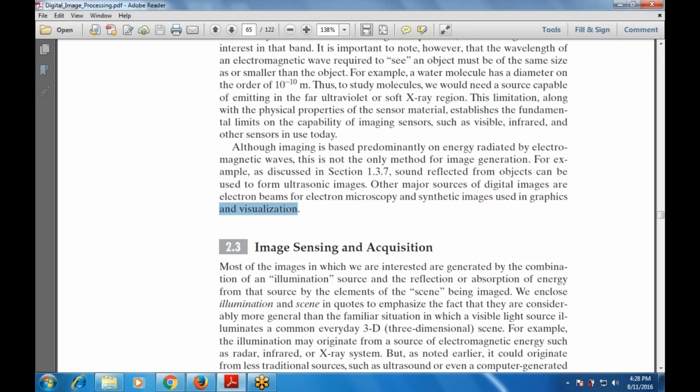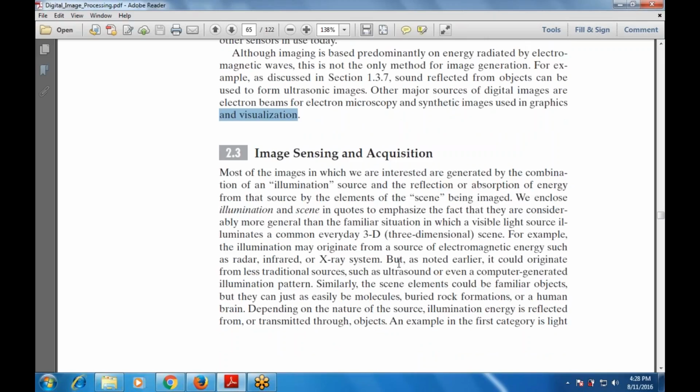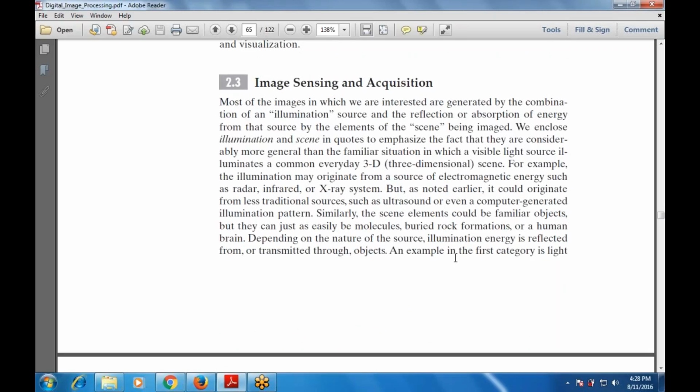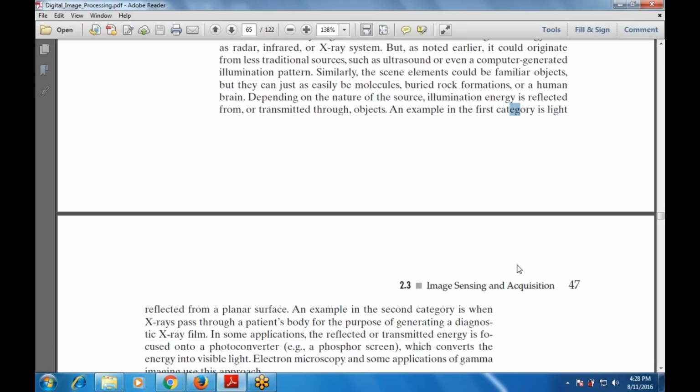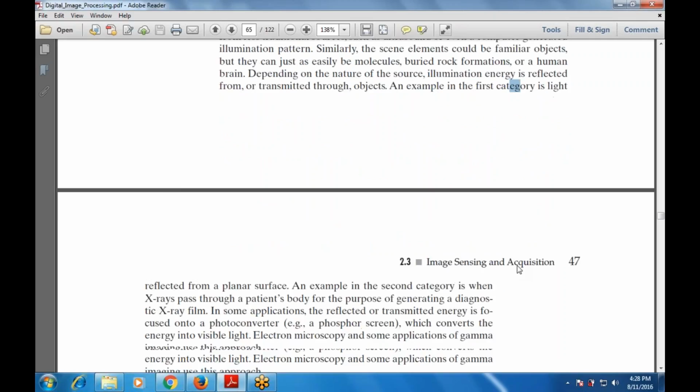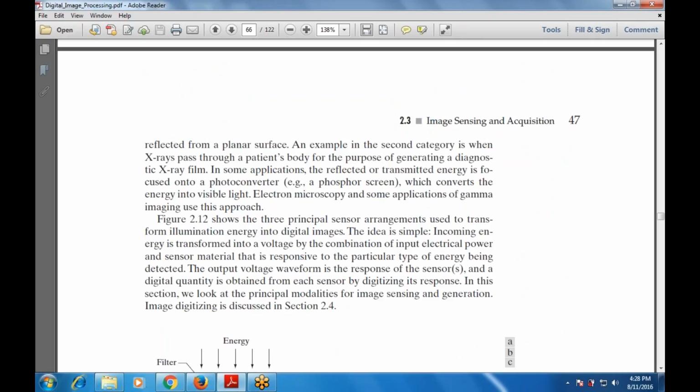But as noted earlier, it could originate from less traditional sources such as electron sound or even a computer-generated illumination pattern. An example in the first category is light reflected from a planar surface, and an example in the second category is when X-rays pass through a patient's body for the purpose of generating a diagnostic X-ray film.